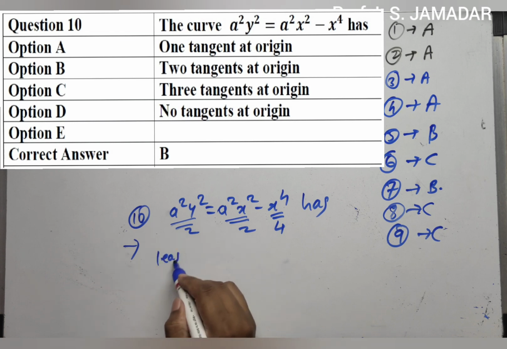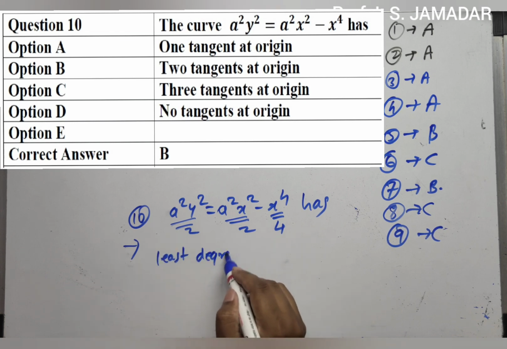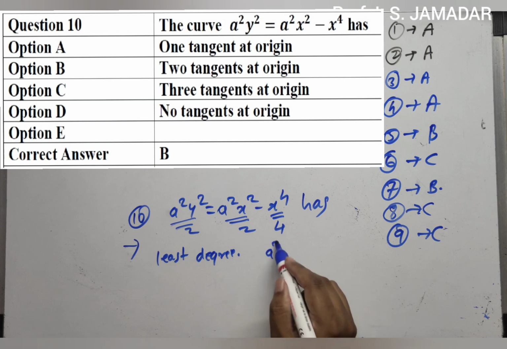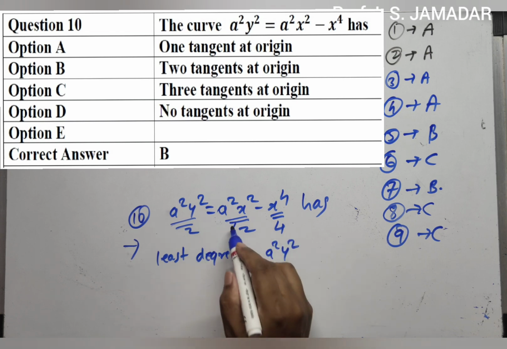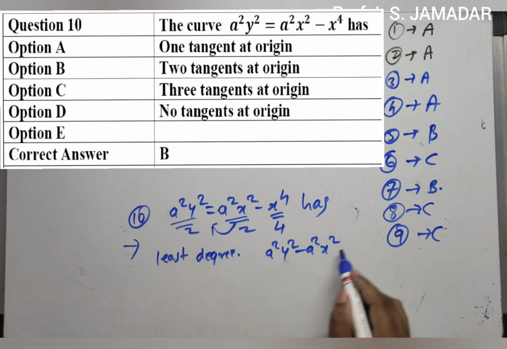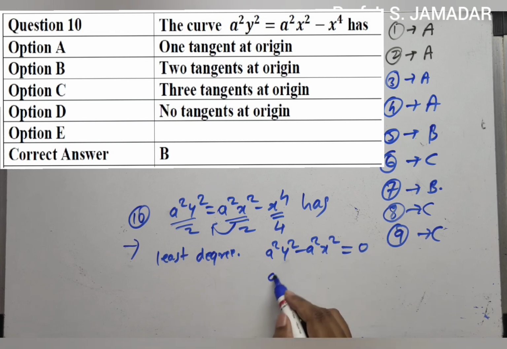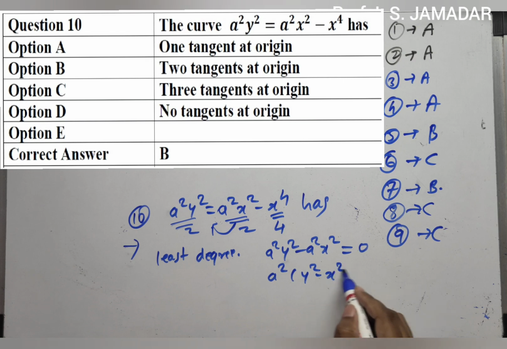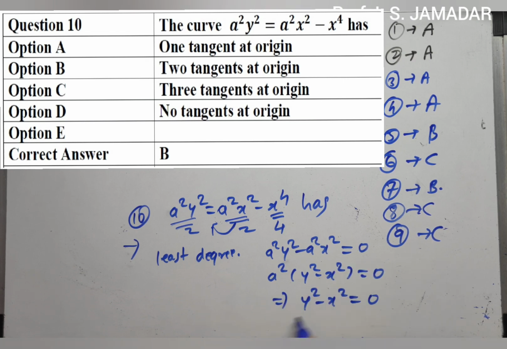So least degree term is a square y square, and if we shift this, it will become minus a square x square equated to 0. So a square common into bracket y square minus x square equal to 0. That implies y square minus x square equal to 0. That implies y square is equal to x square, which will give y equal to plus or minus x. Means there are two tangents, y equal to x and y equal to minus x.